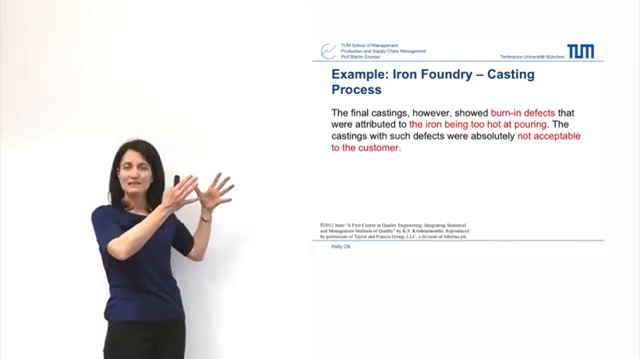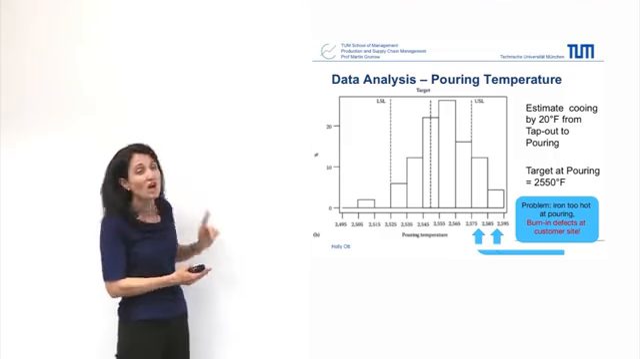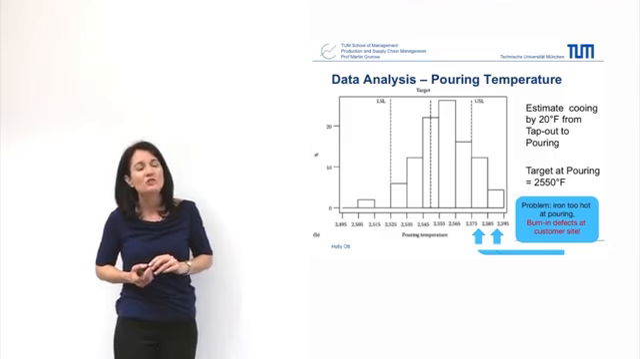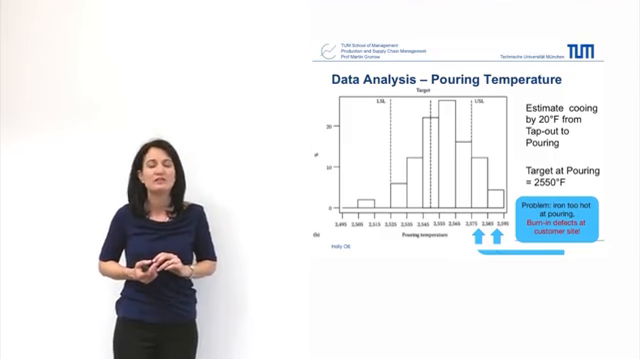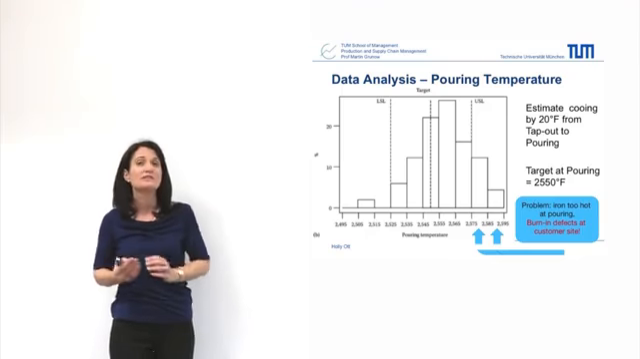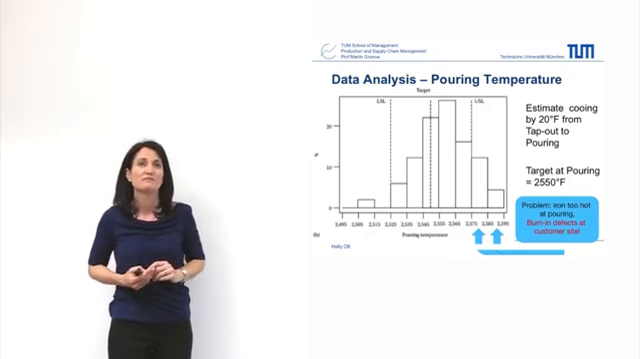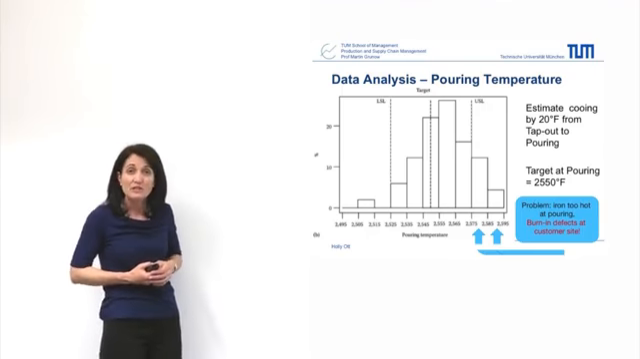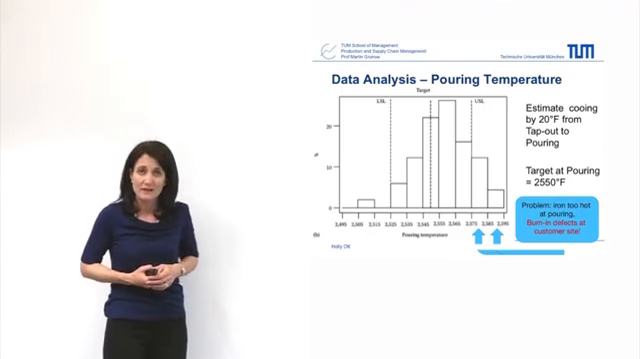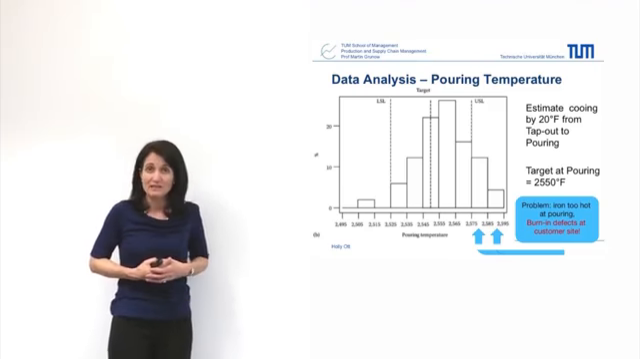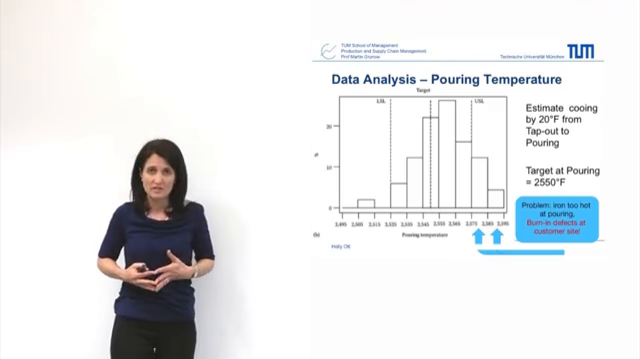Now here you see a histogram, and here what we've marked is the target temperature. So note again, the target temperature is 2,550 degrees Fahrenheit. And we estimate that then there's a cooling of 20 degrees before it gets to that point. Now what you can see also on this graph is an upper spec limit and a lower spec limit. So beyond the upper spec limit, the temperature is too hot.